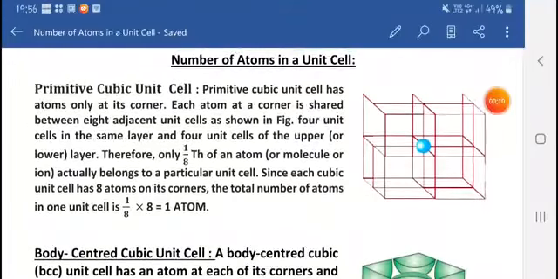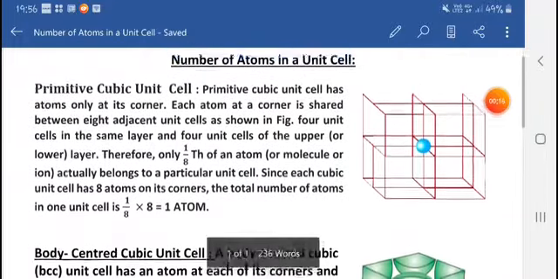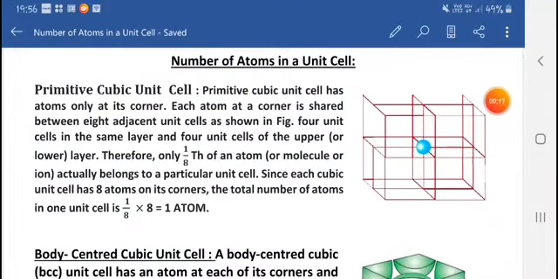Chemistry Plus. Let us discuss the solid state. We have already discussed the unit cells.